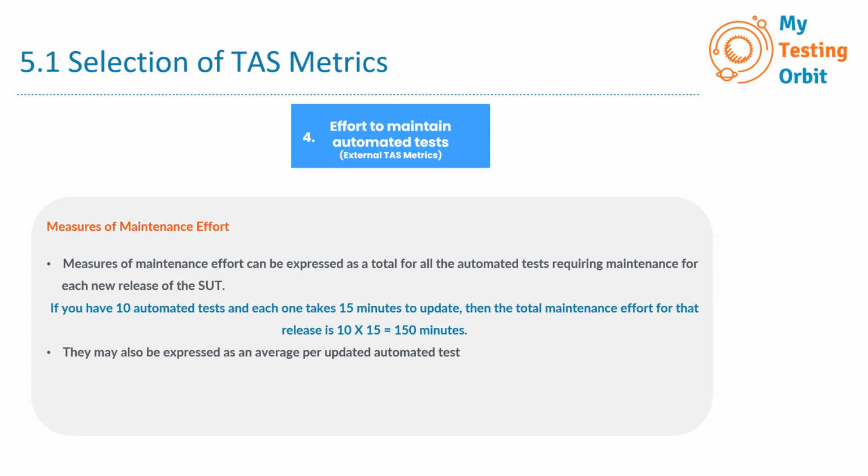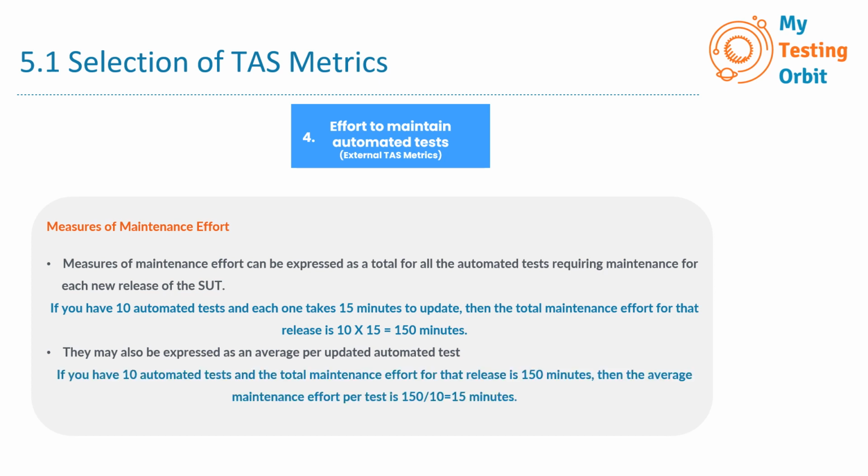The next point is, they may also be expressed as an average per updated automated test. If you have 10 automated tests, and the total maintenance effort for that release is 150 minutes, then the average maintenance effort per test is 150 divided by 10, which is equal to 15 minutes. So this calculation shows how you can express the average maintenance effort per updated automated test based on the total maintenance effort for the entire release. It provides a clear way to understand the average workload for each test.